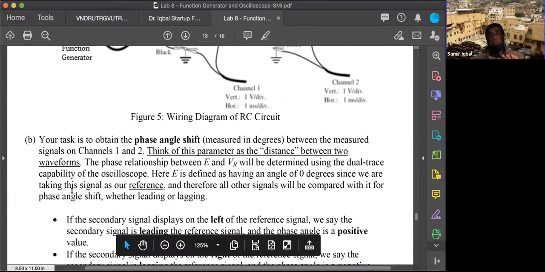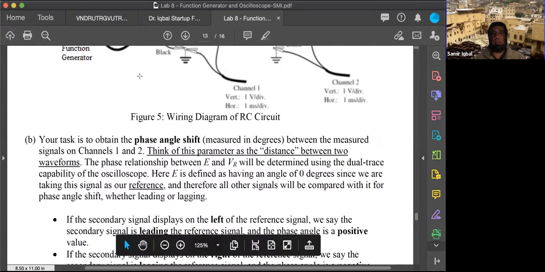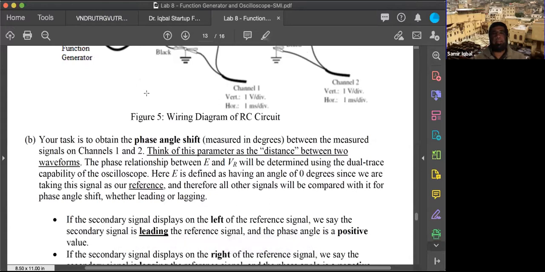So the difference between two signals, input and output, is now measured in terms of angles. How many degrees has the signal shifted? And that's what we call phase angle shift. So that's the word here. It's given as phase. Let me just highlight. We are talking about this, and it's measured in degrees between the measured input and the output.